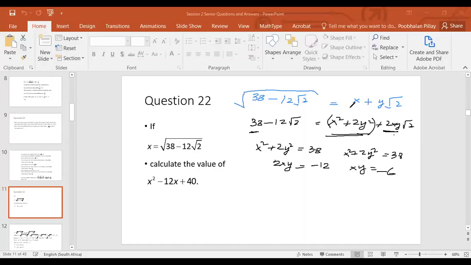So we're going to assume that x and y are integers here. The square root of this is an integer plus another integer times root 2. So you got the product of two integers is negative 6. Let's analyze this. I'm not going to solve this thing, but I'm going to just try to hazard a guess. The product of two integers is negative 6. And when I put these in here, I got 38.